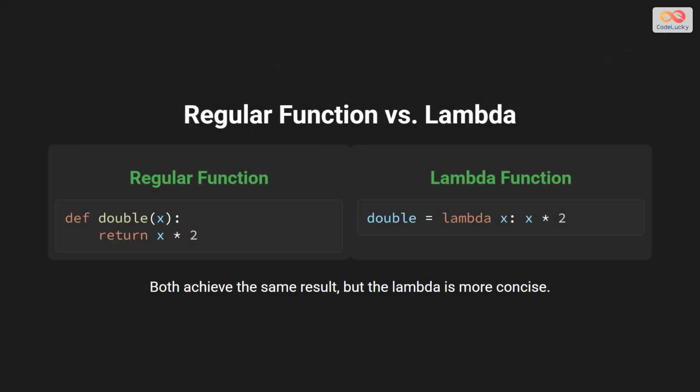Let's compare a regular function with a lambda. On the left, a standard function is defined using the def keyword, a function name, and a return statement. On the right, the lambda function achieves the exact same result in a much more compact form. Both double the input, but the lambda is more direct.